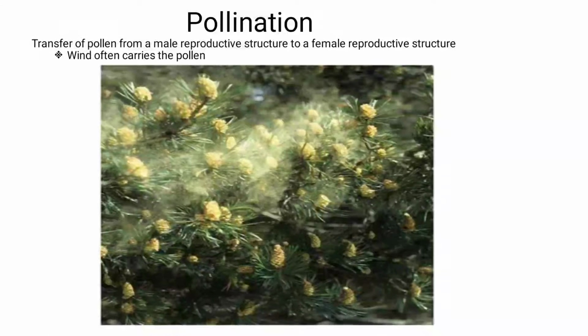Once the male gametes or the pollen grains develop completely, they undergo pollination. What do you mean by pollination? Pollination means the transfer of pollen grains from male reproductive structures to female reproductive structure.